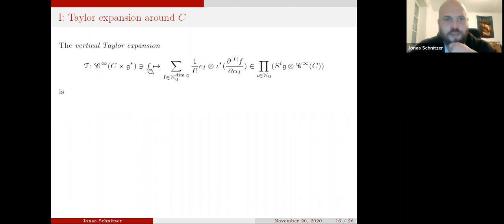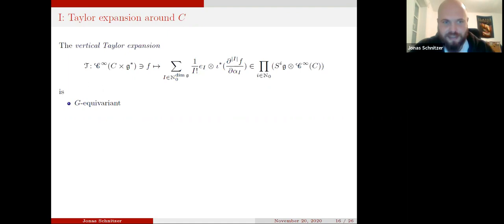So basically I'm just taking away what is written here. It's called the vertical Taylor expansion. A function on C cross G star depends on two variables, on the variables in C and on G star. And in the direction of G star, we can perform a Taylor expansion. This is what is written here in a more formal way.